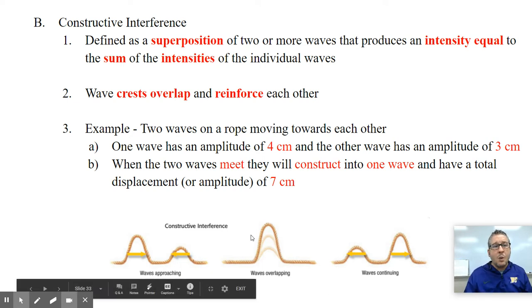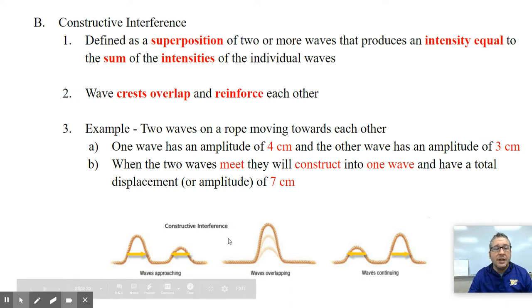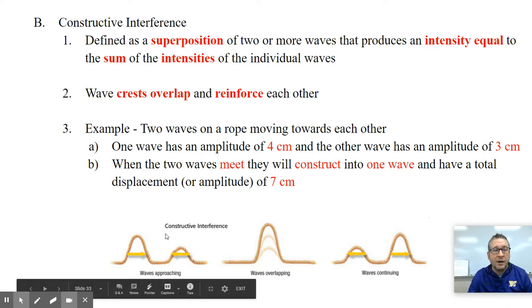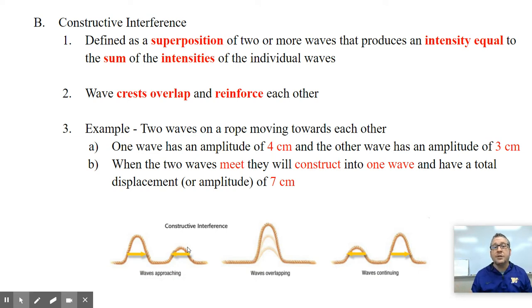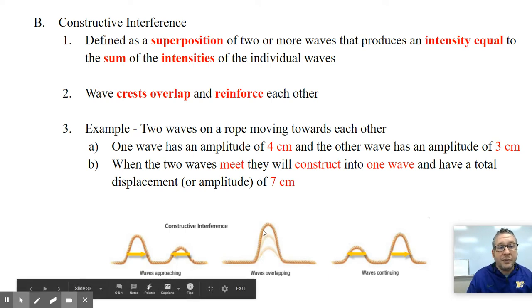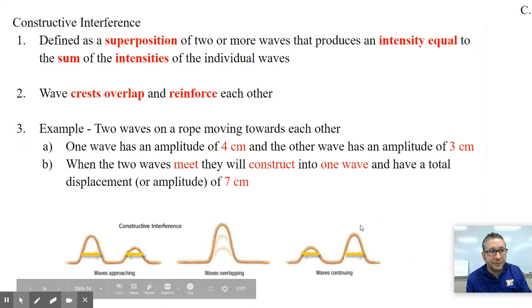So if we have two waves on a rope moving towards each other, as we see at the very bottom, one wave has an amplitude of 4 centimeters, and the other wave has an amplitude of 3 centimeters. So here's the 4 centimeter one, here's the 3 centimeter one. They come together, and when the two waves meet, they will construct into one wave momentarily, and has a total displacement, or what we say amplitude in this case, of 7 centimeters. And so they overlap, they combine and make larger ones, but then they continue on their merry way and go back to their normal size of their waves.